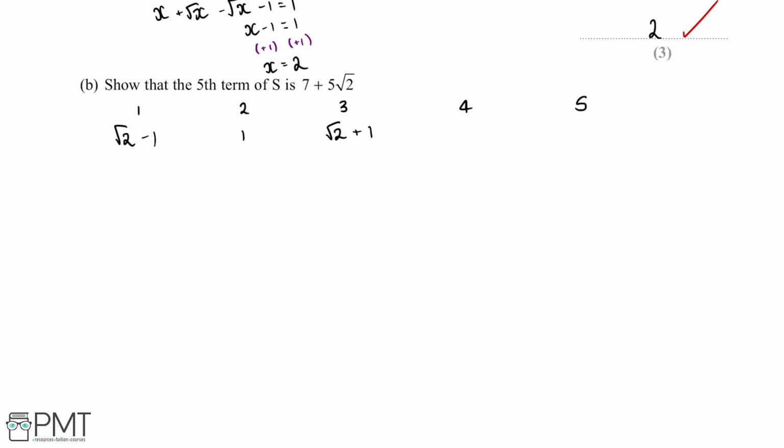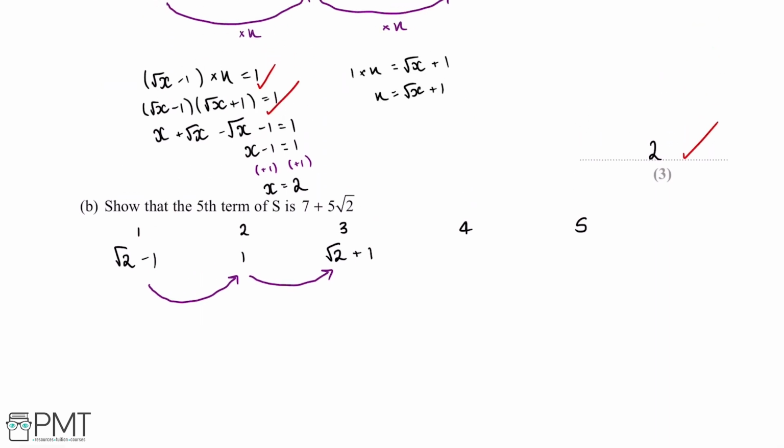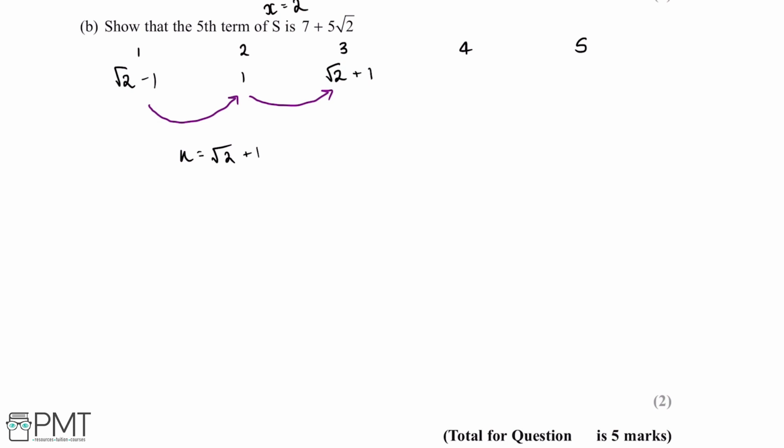However, what we do know is to get from one term to the next, we need to multiply the term by a common ratio, which we labelled k. So in part A, we said that k was equal to root x plus 1. And if we worked out that x was equal to 2, then this means that k was equal to root 2 plus 1. So what this means is that root 2 minus 1 multiplied by root 2 plus 1 gives us 1, and then 1 multiplied by root 2 plus 1 is equal to root 2 plus 1.